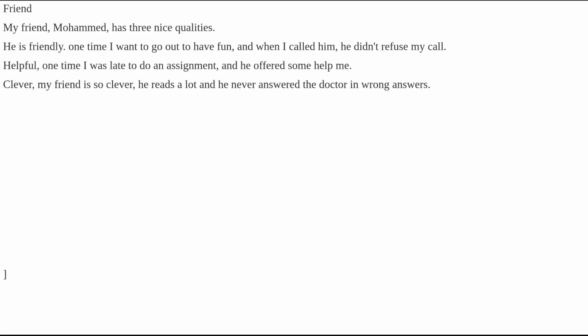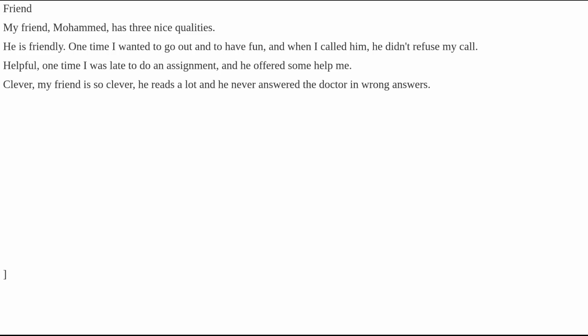Right now, I'll be supplying my sentence with examples. One time I wanted, okay, see, one time I wanted, right now I'm editing my mistakes. This must be in the past tense because it happened and ended. One time I wanted to go out and to have fun, okay? And when I called him, he didn't refuse my call.